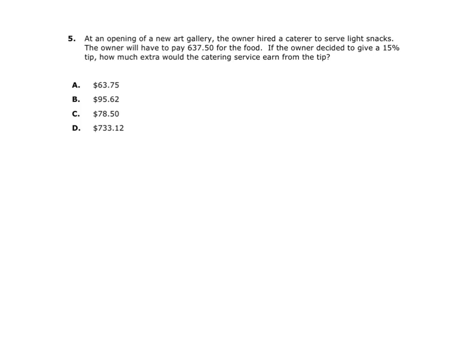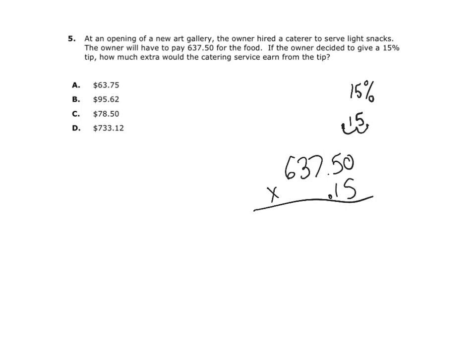So when we're given a percent, we remember that we have to move the decimal 2 times to the left. So if we have 15%, to get it as a decimal, we just have to move it 2 places to the left. So now it's 0.15. So we're going to take 637.50 and multiply it by 0.15. Remember, there's 4 decimal places, so that's going to come in handy here in a second.